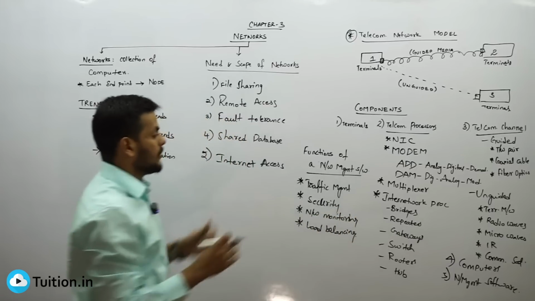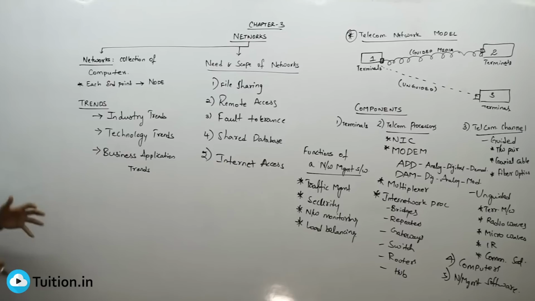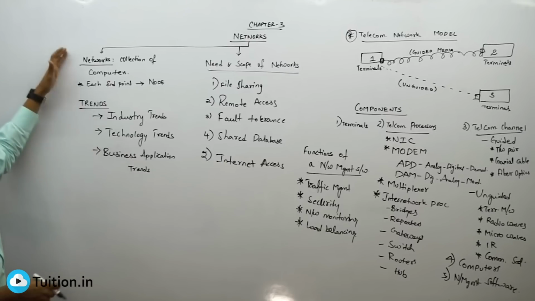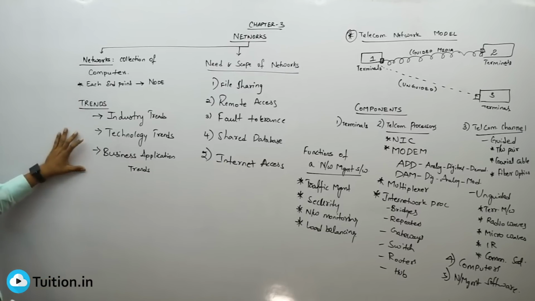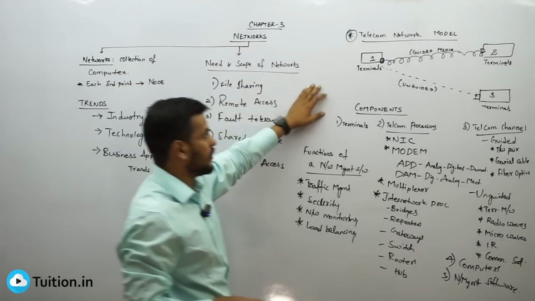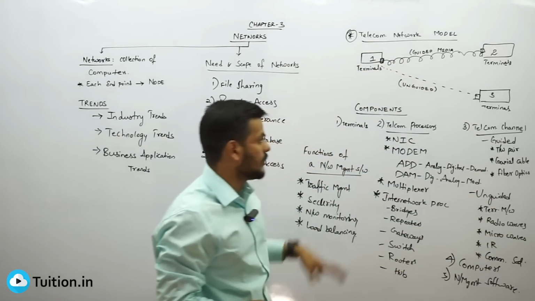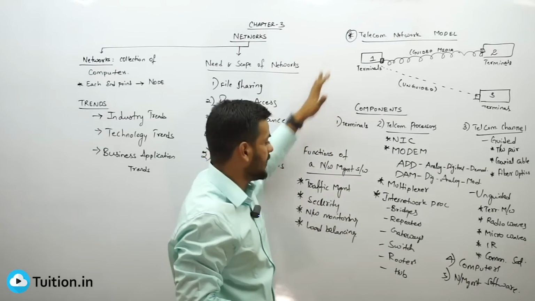Alright guys, that's your first frame. You can quickly have an idea as to what these are in terms of the basic networks. We talk about the definition, we talk about the trends and changes that have come in the network arena, and then the need and scope of networks, and one extensive topic which is talking about the entire telecommunication model, right? I hope this gives you a quick idea of what it is.